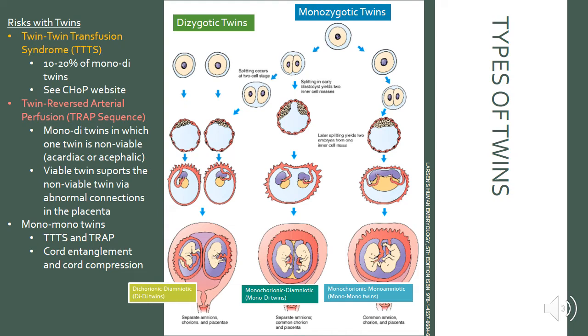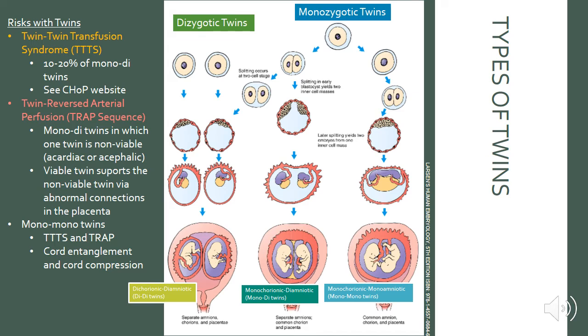Okay, I did put a link to the Children's Hospital of Philadelphia website in the module. It goes over this in detail. I do want you to read it and watch the videos. It's very helpful. A second and slightly rarer complication is twin reversed arterial perfusion sequence, or TRAP sequence.